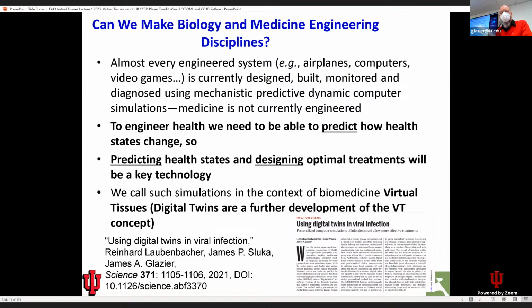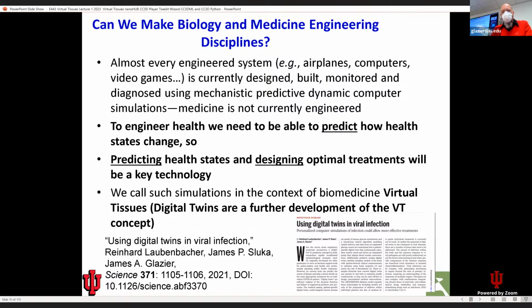So if we are going to be able to do design, the first thing we have to be able to do is prediction. Prediction is not sufficient to do design. Design is harder than prediction, but prediction is necessary. This class will focus on doing prediction. Sometimes the terminology for that is digital twins. Sometimes it's called virtual tissues. There are some technical issues which we could talk about offline about the difference.